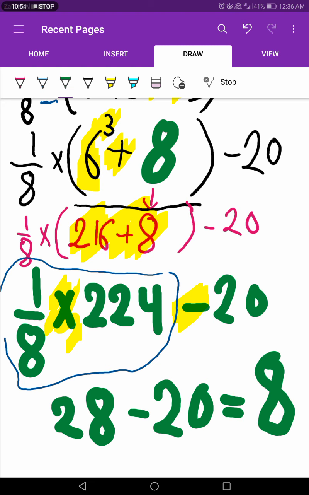So the order of operations: parentheses, brackets, from inside to outside, then power, then multiply or divide from left to right, and finally plus or minus from left to right.